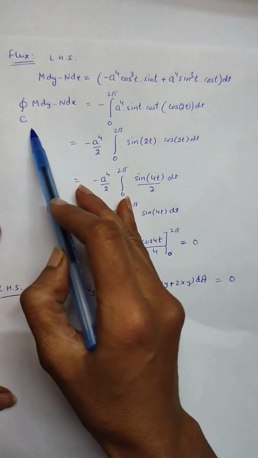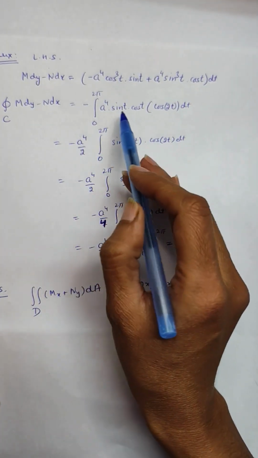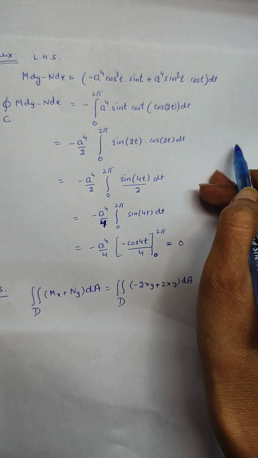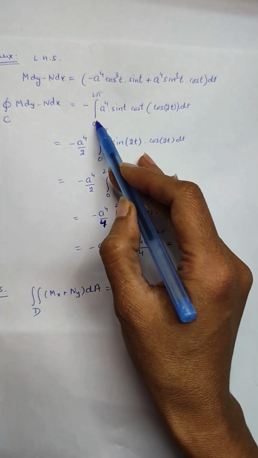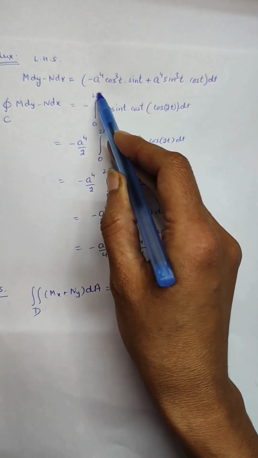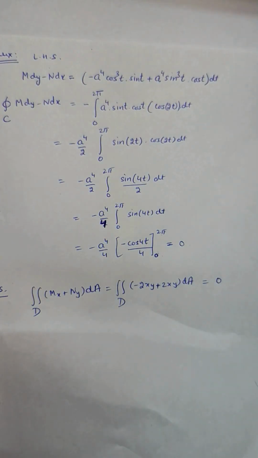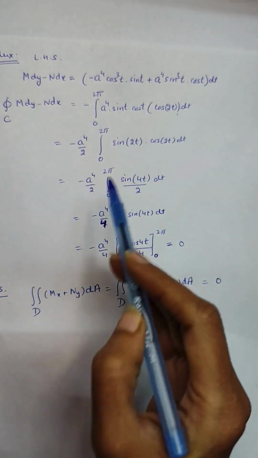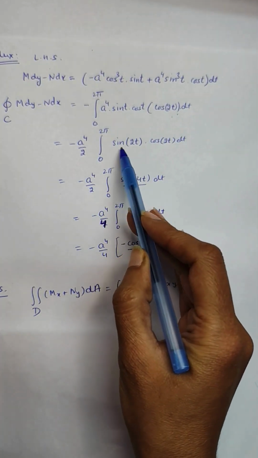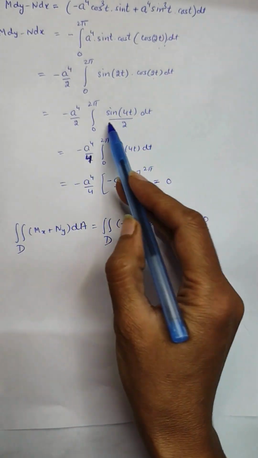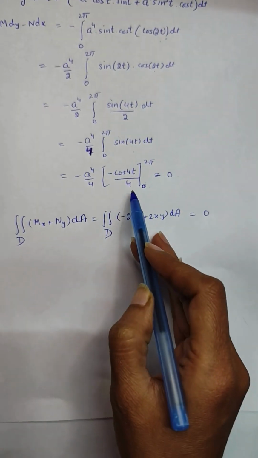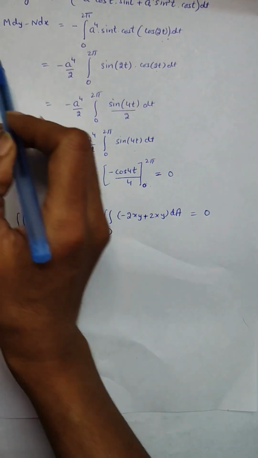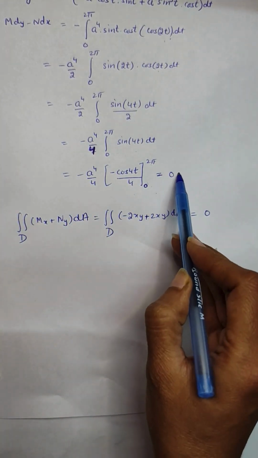All right, so this function turns out to be equal to a raised to power 4 sine t cos t into cos 2t and dt. Now since t is going to change from 0 to 2 pi, it's a parametric variable changing between 0 to 2 pi along the circle. So now we integrate this function, we simplify it using sine and cos formulas, and we find out that the integral using this formula is equal to 0.